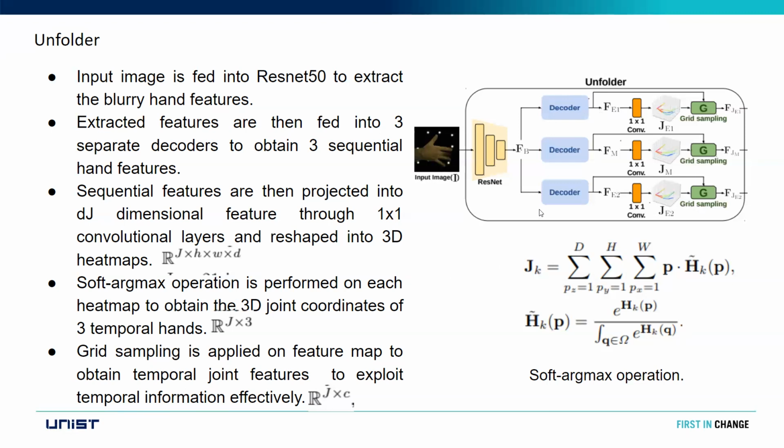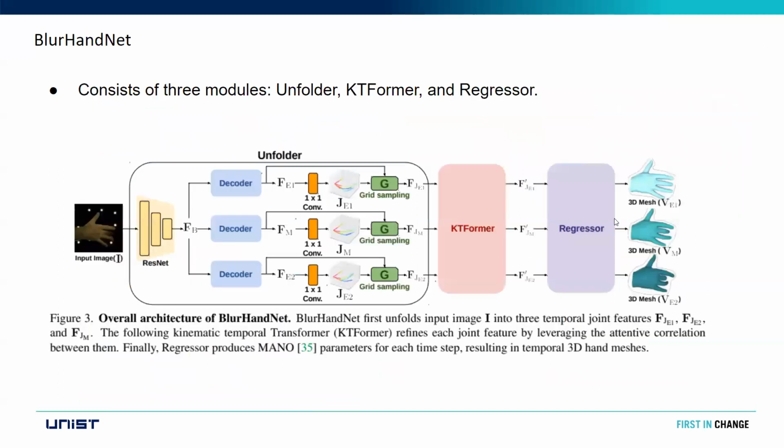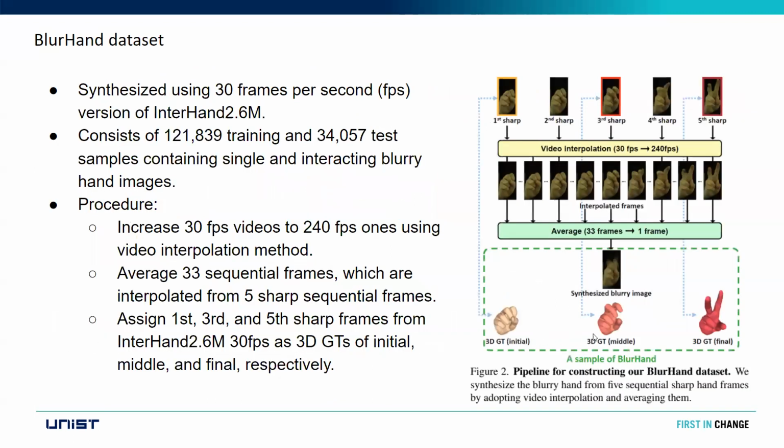So why do they have 3 decoders? The reason is that they want to use the temporal information, as well as the middle one. So this is for predicting 3D meshes. Each one predicts one hand mesh. So we have 3 ground truths for each blurry hand.